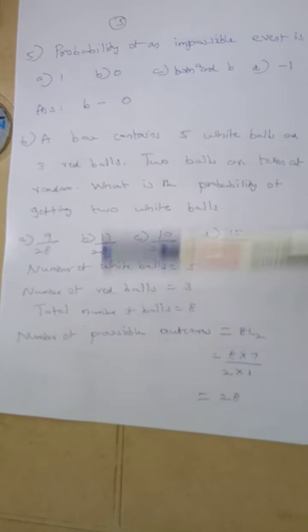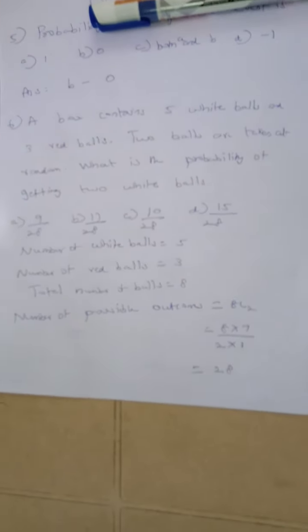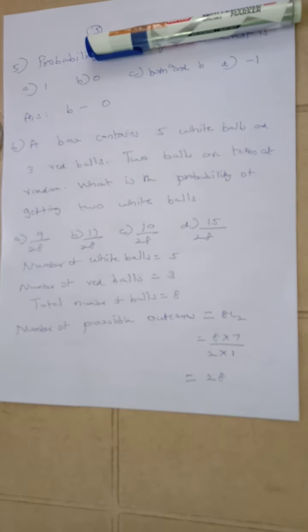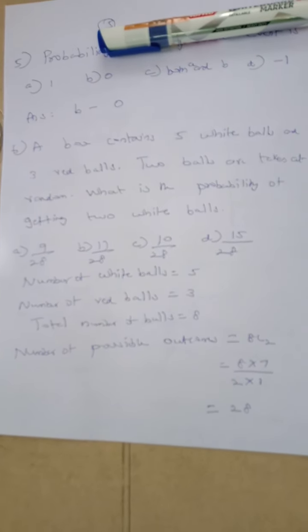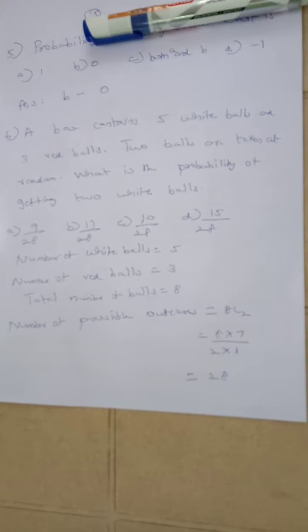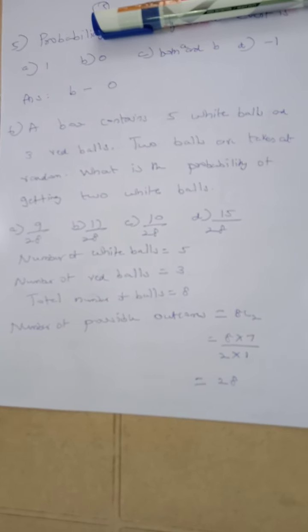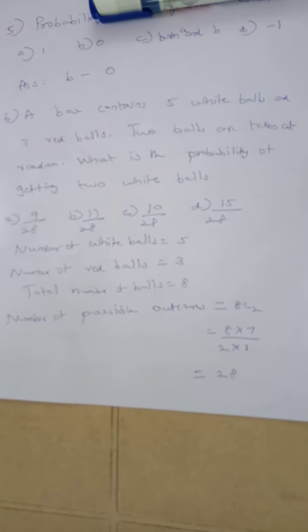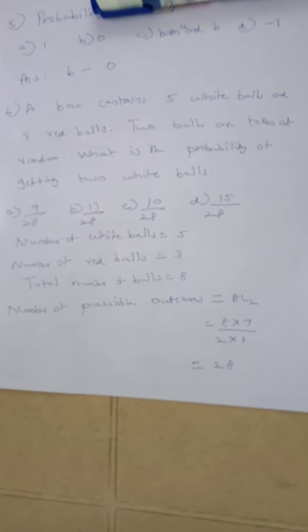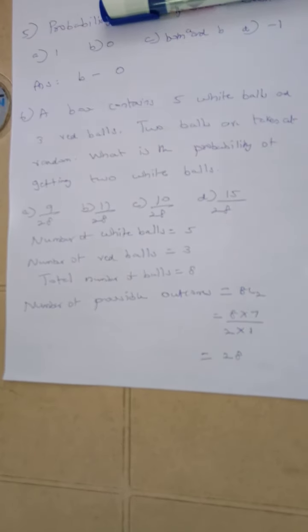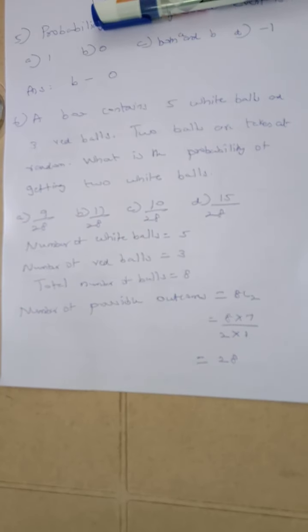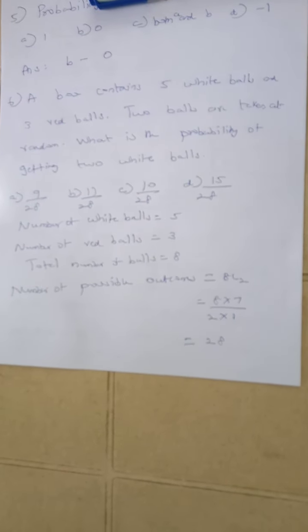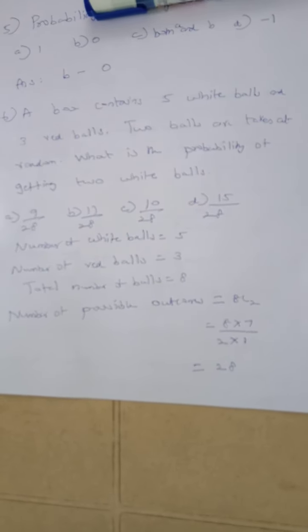Question number 6. A box contains 5 white balls and 3 red balls. 2 balls are taken at random. What is the probability of getting 2 white balls? So number of white balls given 5, number of red balls given 3, and total number of balls is equal to 8. Whenever they are giving at random, we are taking any 2 balls, we need to use combinations. Out of 8 balls we are taking any 2 balls. Total number of possible outcomes equal to 8C2.